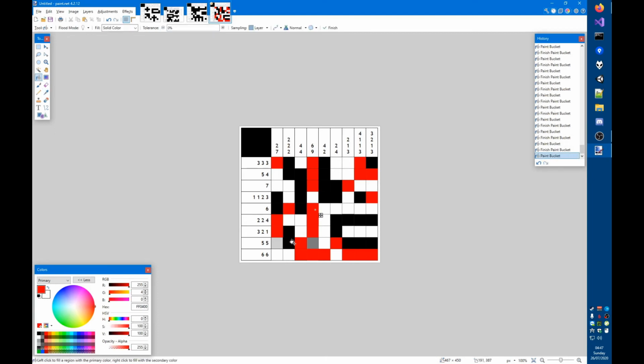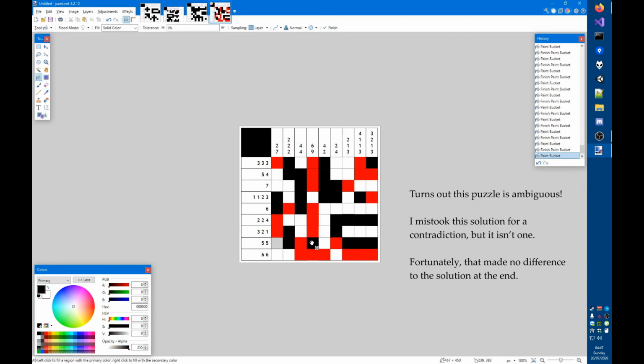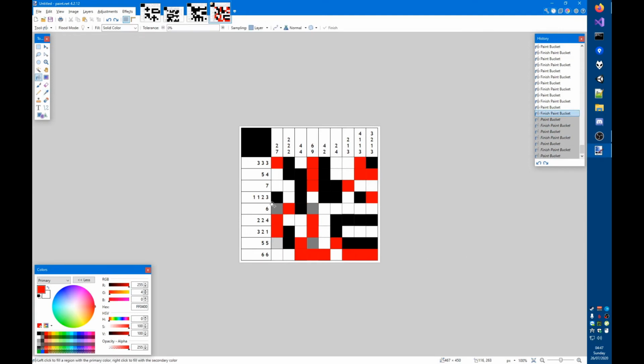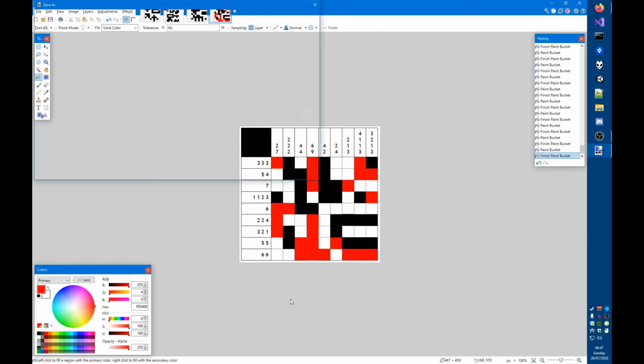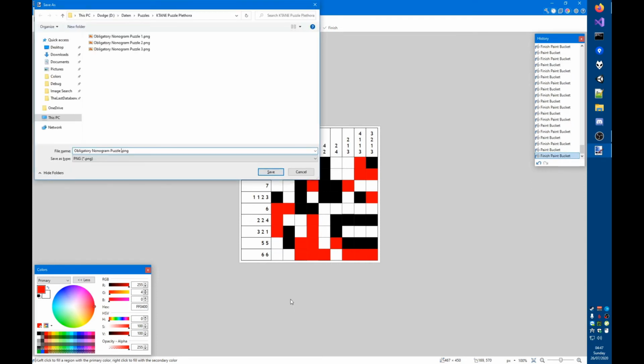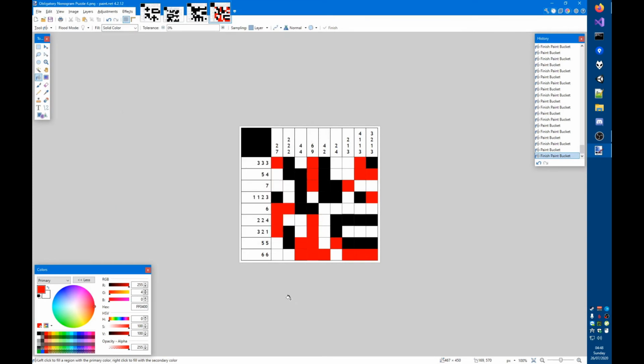So this would give me that. Bingo. No, wait a second. 1, 2, 3, 4, 5. That would be black. And then you have 2, 4, 5. Bingo, that doesn't make a 7. Okay. Yes, okay. So we've got our solution. We know that must be red, then that must be black, and that finishes the 9, and the 5 is done. Okay, so let's save that as obligatory nonogram puzzle 4.